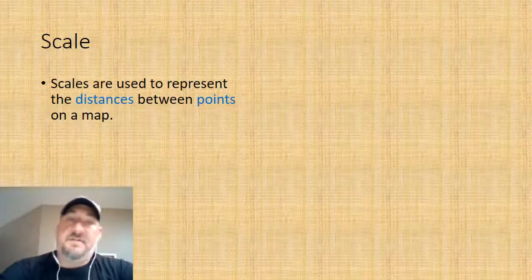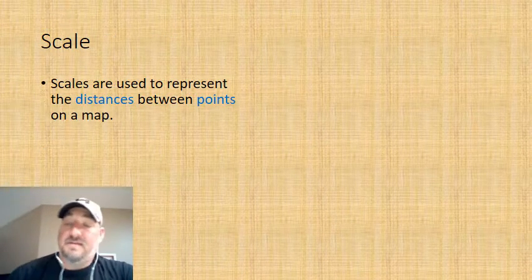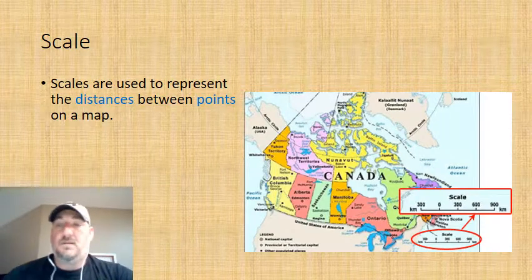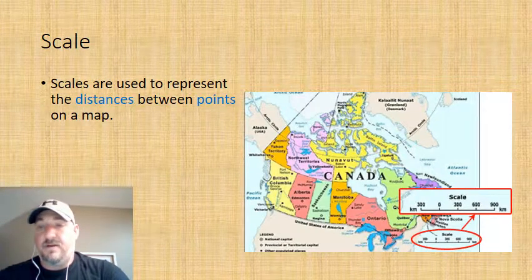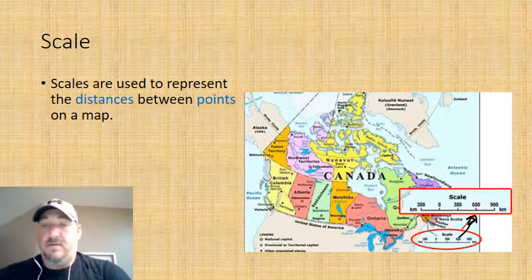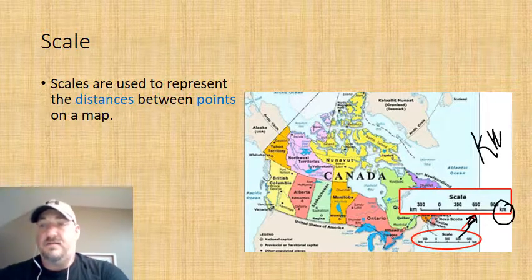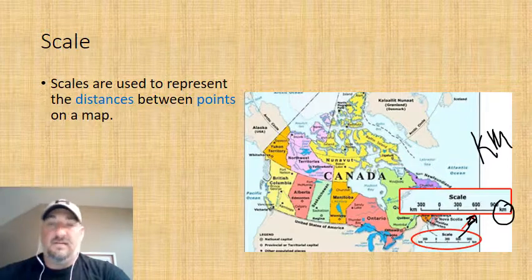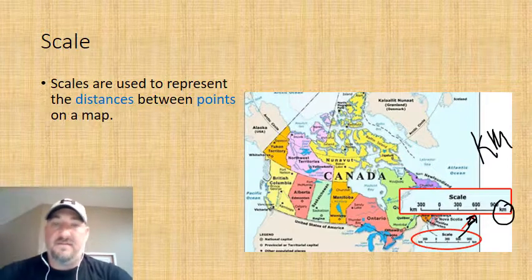Scale. Scales are used to represent the distances between points on a map. So when we're looking at this map, we see our scale here, and then I blew it up there for you. This is not a U.S. map because they're measuring in kilometers, but it's a map of the provinces of Canada.